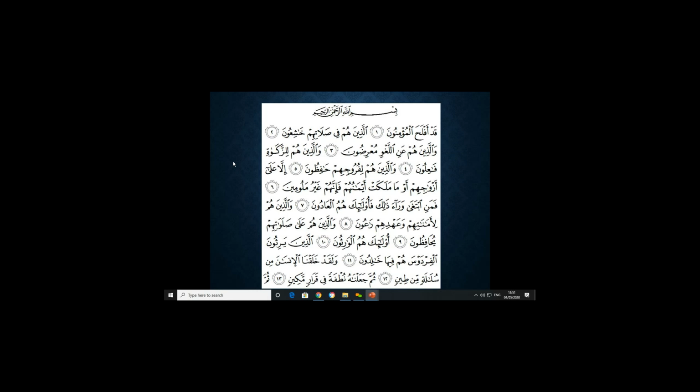Loon, waw sakina before that is dhamma. Illa, this alif is maddiya. Illa preceded by fatha on lam. Ala, again this lam has fatha and after this is alif. Ala, ala. Obviously you have to prolong it extra 4 to 6 alifs because of hamza in the next word, and this is called maddul jaiz munfasil.